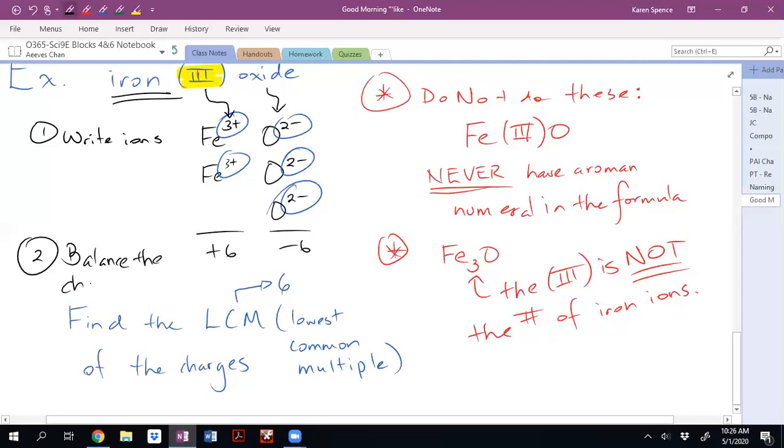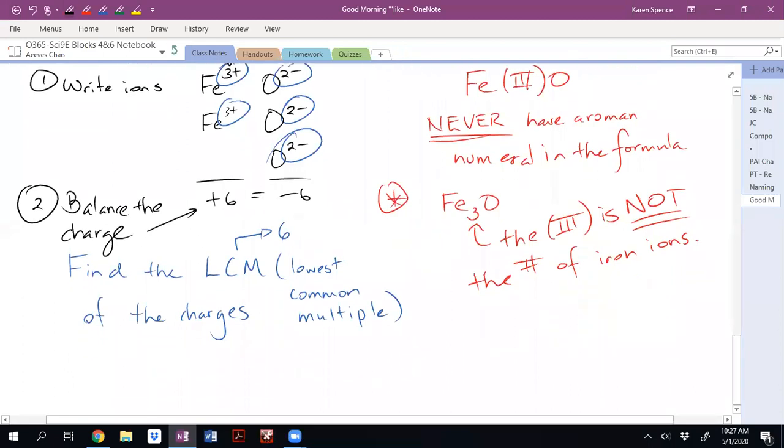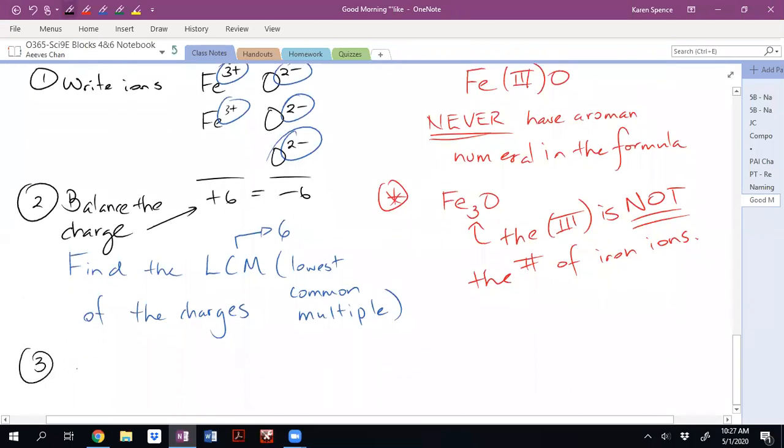Which means our total positive is equal to our total negative. And when I say equal, I mean equal and opposite. Okay. And now we just write the formula. And remember, no charges in the formula.